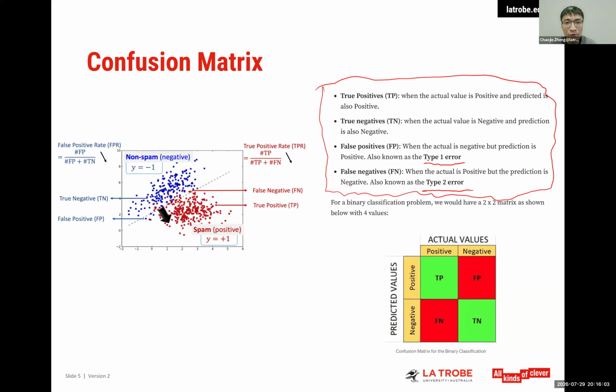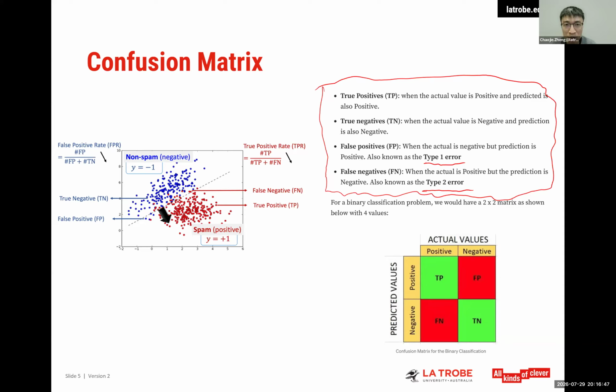So knowing these four counts, we can organize them in a matrix. And this matrix is called confusion matrix. So the rows represent the predicted values. The first row represents the positive predictions, and the second row represents the negative predictions. And the columns represent the actual values. So that is our true label. The first column represents the positive data samples, and the second column represents the negative samples.